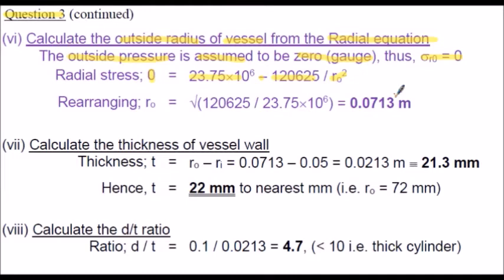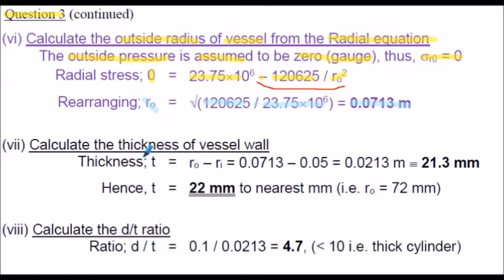So transposing the equation for R0, I would add this term to both sides of the equation. Then I would multiply both sides by R0 squared and divide both sides by 23.75 times 10 to the 6. That will then form the equation R0 is equal to the square root of, in brackets, 120,625 divided by 23.75 times 10 to the 6. That evaluates to an outside radius of 0.0713 meters.